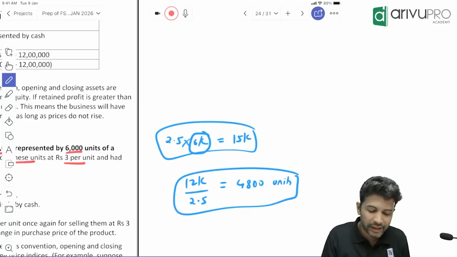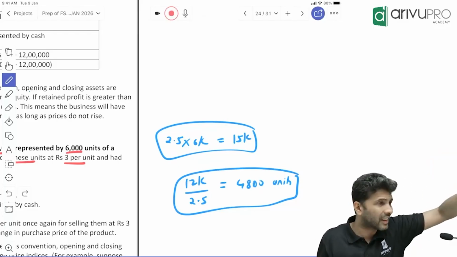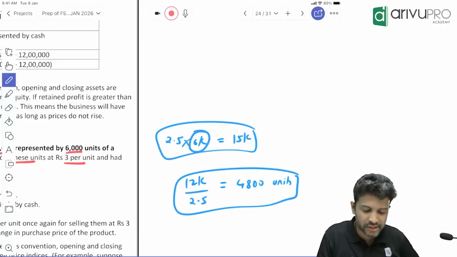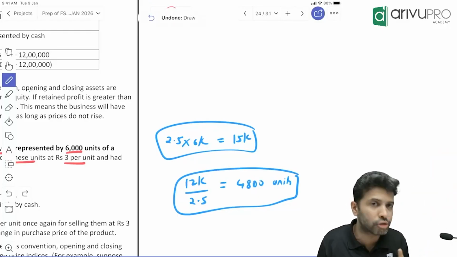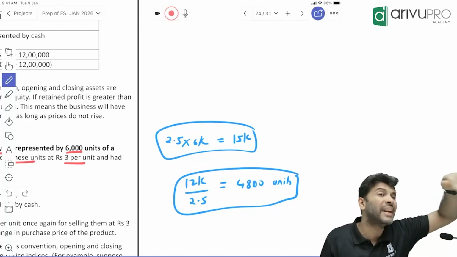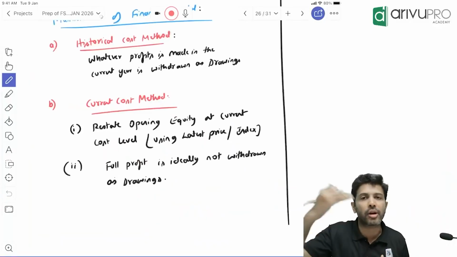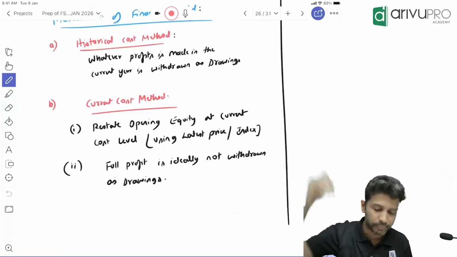Don't withdraw the entire money because the price of the product will not be the same. Price will go on increasing. If in the first year you purchase 6,000 units, then in the second year also you would like to buy at least how much? 6,000. That much money you need to maintain. So if you withdraw the entire money, you will not be able to continue the same activity in the next year. That's what the note says.